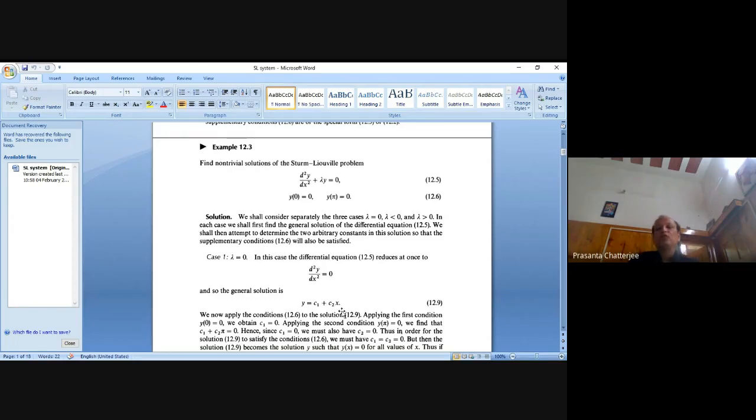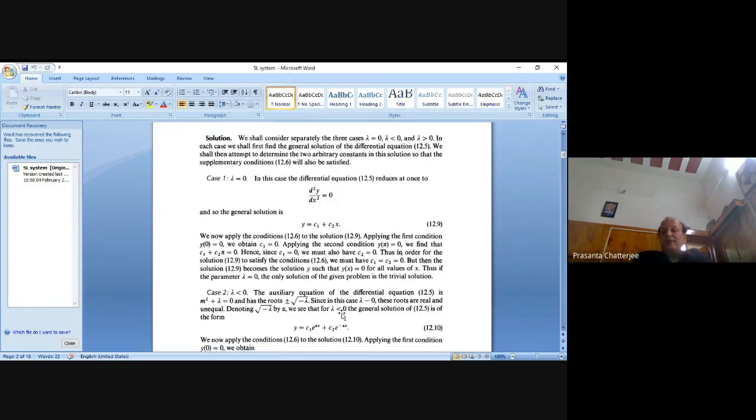We have two conditions, y(0) equal to 0 and y(pi) equal to 0. If we put x equal to 0, y equal to 0, c1 will be 0. And at the next condition, when x equal to pi, then y equal to 0, it gives c2 pi equal to 0, or c2 equal to 0, since pi is non-zero. So, if lambda equal to 0, then only the trivial solution exists.